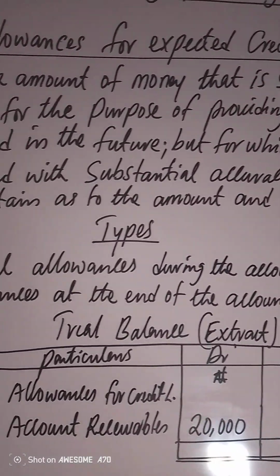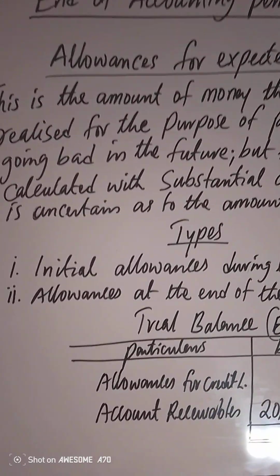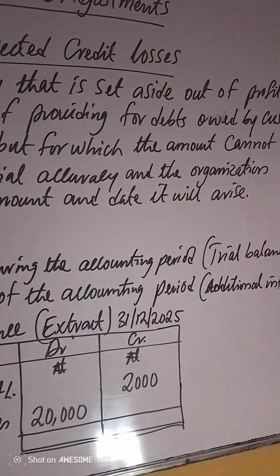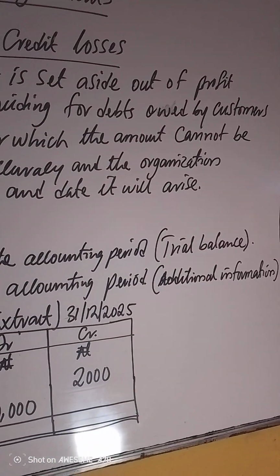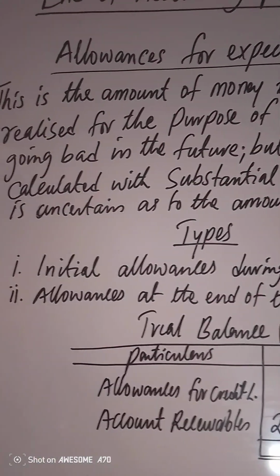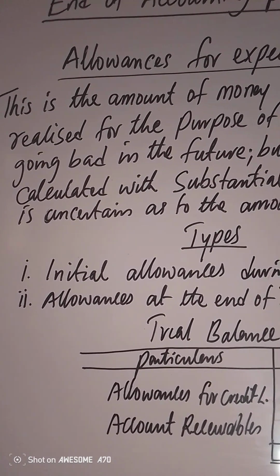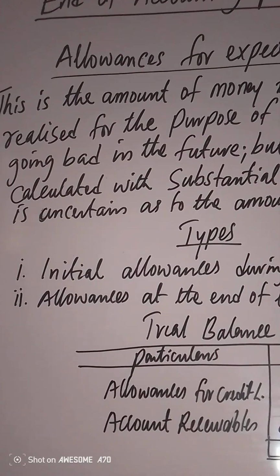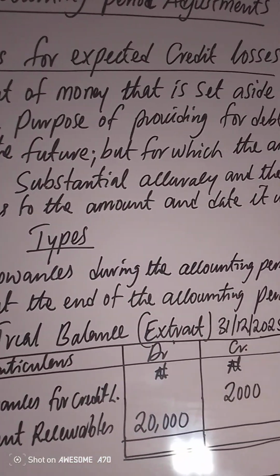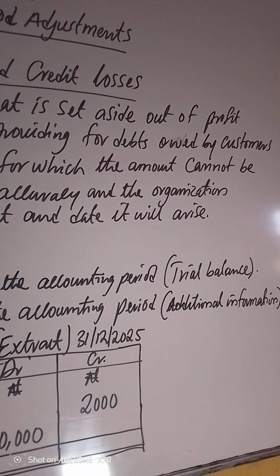Let's look at the types that we have commonly in adjustment or in accounting. Number one, we have what is called the initial allowances during the accounting period found in the trial balance. This is the initial allowance that the business expects as the business is going on, as they are receiving money from customers. They are looking at the way the money is being received from customers. So based on how their money is collected, they decide that a certain amount during the year might not be collected from customers. And that will pass through the double entry process and will be found in the trial balance.